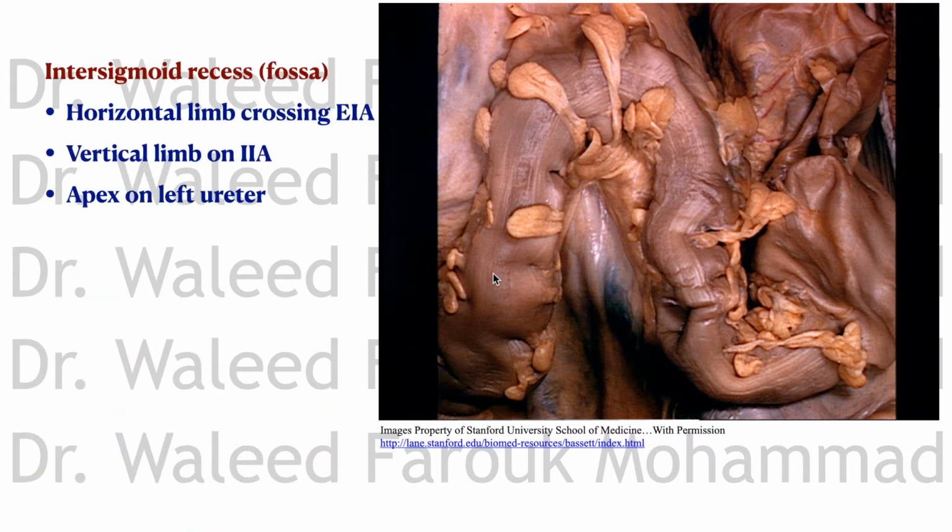The intersigmoid fossa, as I told you now, has a triangle, two limbs, a horizontal limb and a vertical limb. The horizontal limb crosses the external iliac vessels, the vertical limb lies on the internal iliac artery, and it has an apex that is related to the left ureter, the intersigmoid recess.